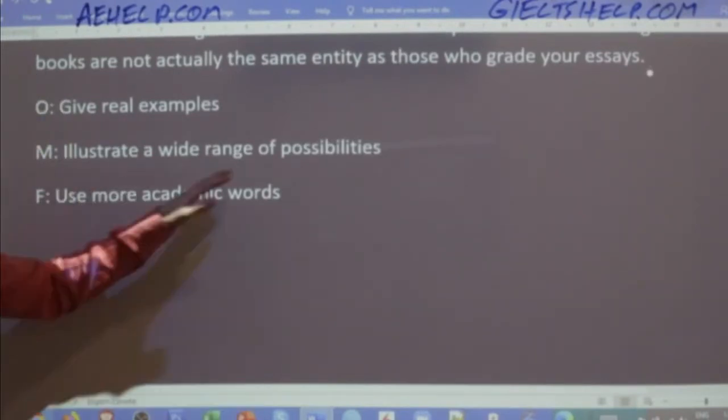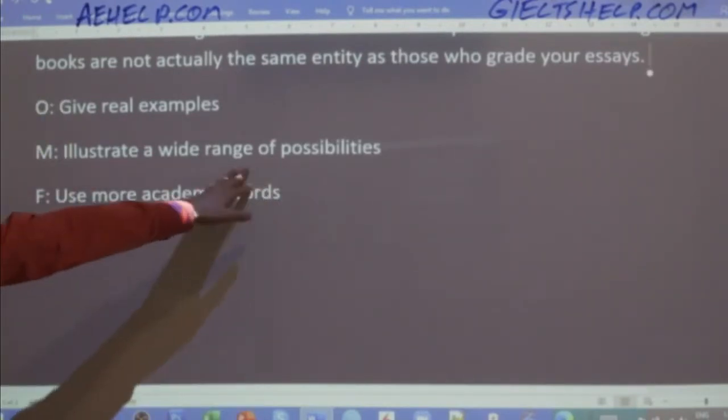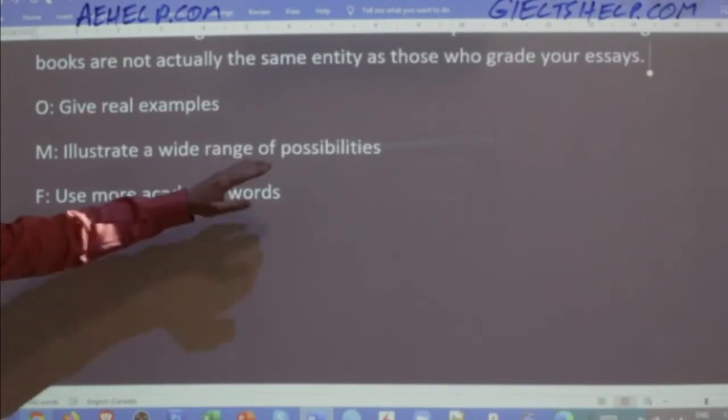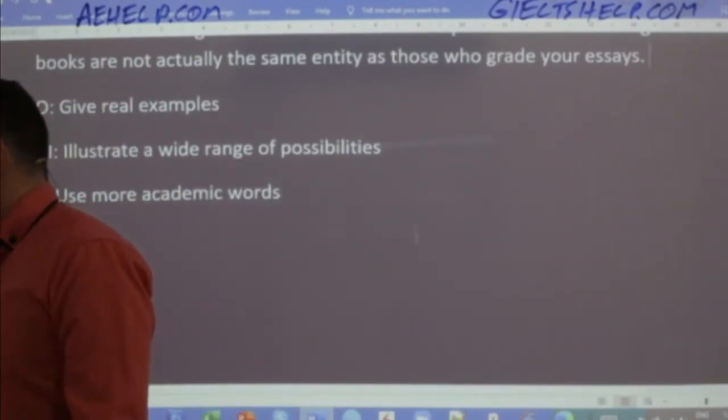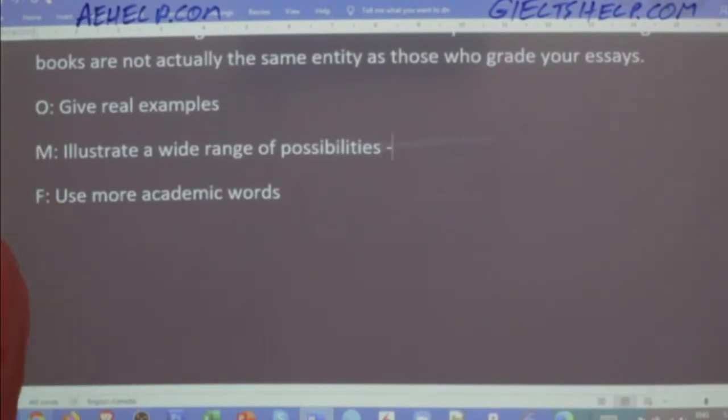Illustrating a wide range of possibilities, Mahir? No, absolutely not. Your essays do need to be positive, or sorry, do need to be detailed and do need to be specific. I'm sure about that. So no, definitely not.